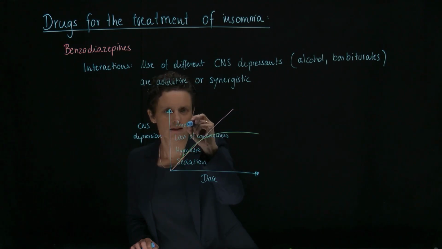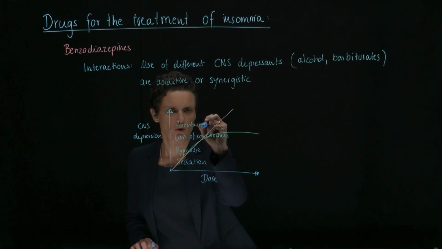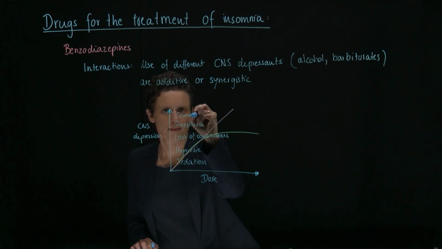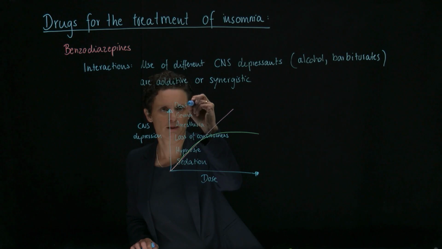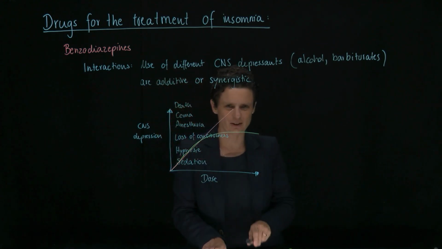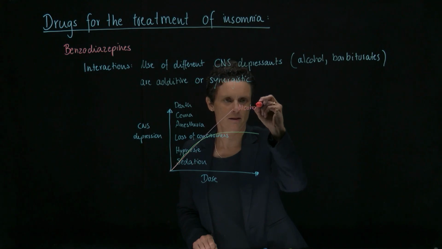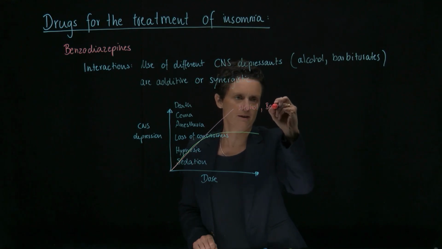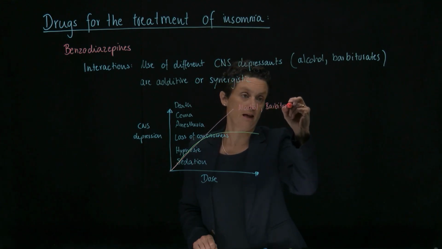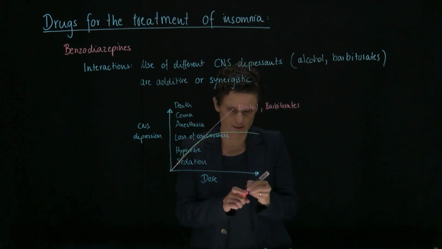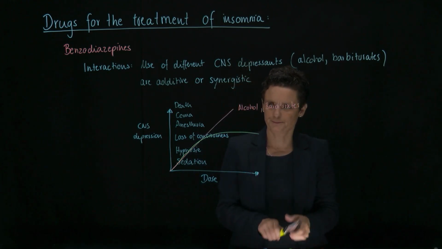Anesthesia, coma, death. Let's put it that way. And what you can clearly see here, this is alcohol and barbiturates, is that they have some overlapping, very similar effects.